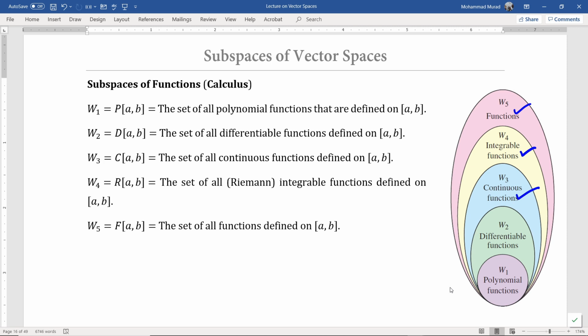And we just proved that the set of all differentiable functions forms a vector space, which is a subspace of the set of all continuous functions. And the set of all polynomial functions is a subspace of the vector space of the set of all differentiable functions.